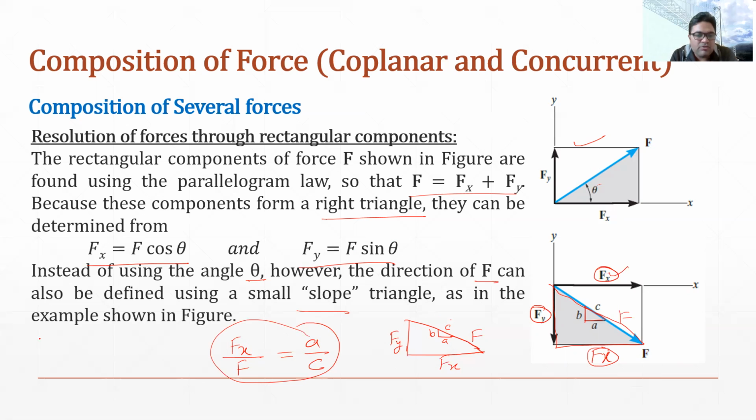Similarly, if you want to find out the value of Fy, the ratio of Fy with respect to F will be equal to B upon C. So you can see the Fy line is this one, and parallel to this side, I am taking B by C. Similarly, for Fx, this is the side, so parallel to this side it is A. So that is why I have taken A. So I hope now it is clear how do we find out the value of Fx and Fy, because Fx and Fy are the components of the force and they will be used to determine the resultant of the forces.